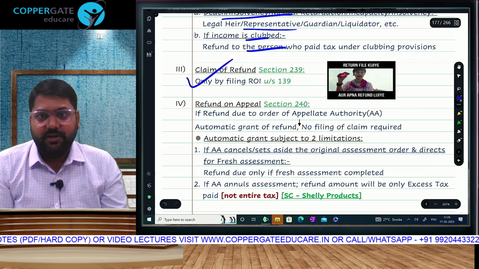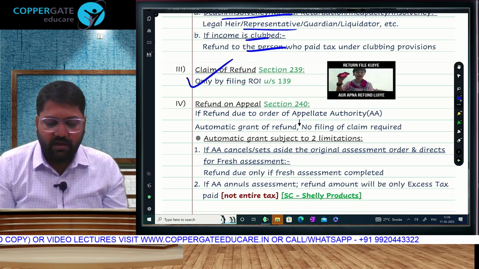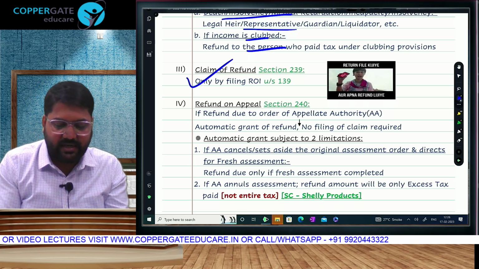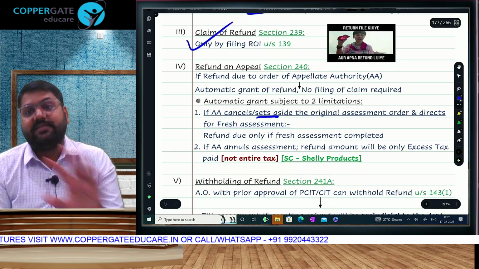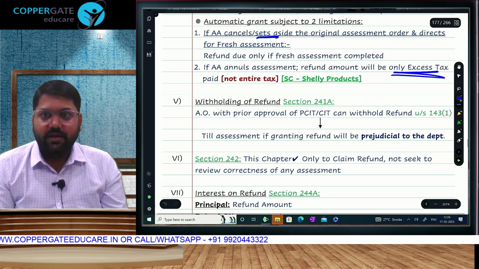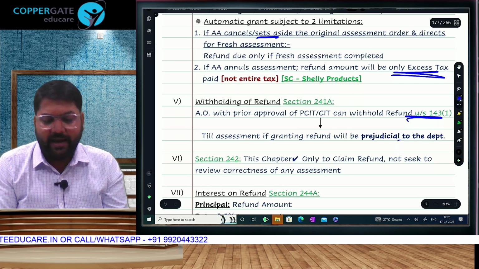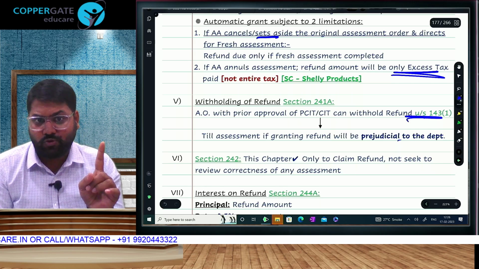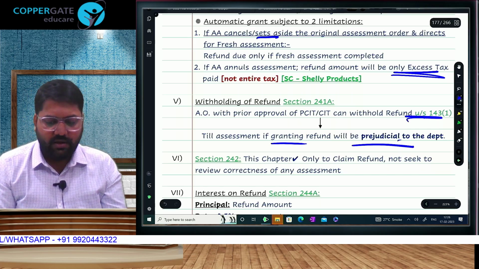But if it is due to appeal, that will be given to you automatically because you won the appeal. However, if the original assessment is set aside, you have to wait for the fresh assessment, and if your assessment is annulled, then only the extra will be refunded. Full tax will not be refunded. If at the time of doing 143(1), AO feels that I don't want to grant refund because later I may do scrutiny, 143(1) is compulsory before doing scrutiny, then he can withhold your refund.